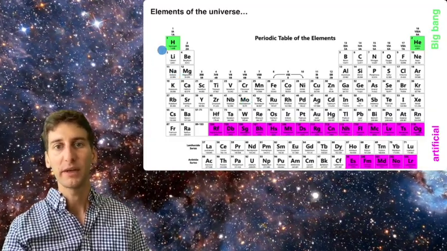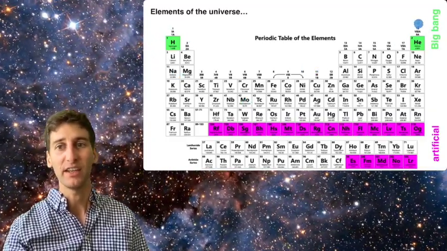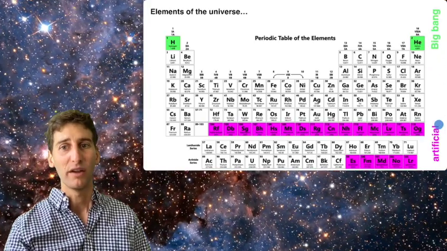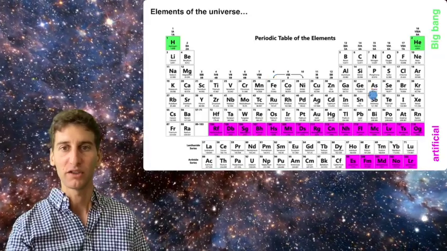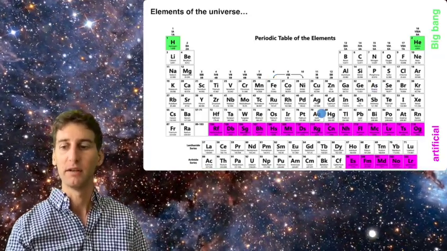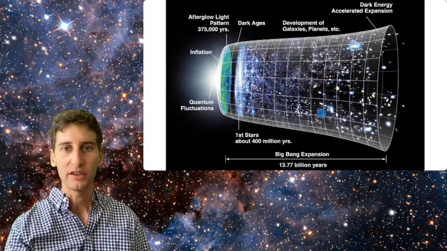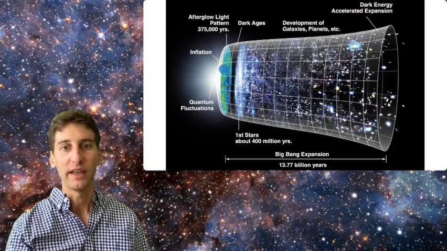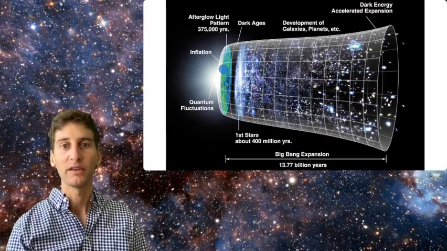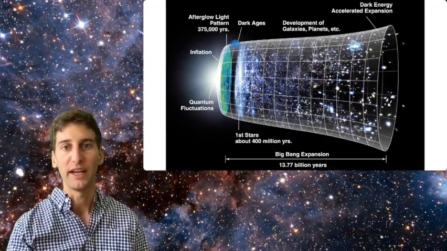So based on the last video, we could account for the formation of hydrogen and helium in the Big Bang. We have all these artificial elements that are only made in labs, but we're still missing the origin story for most of the rest of the periodic table. And just some context here, we ended the last video with the lights going out, essentially, the end of the plasma phase of the universe and the start of these so-called dark ages.